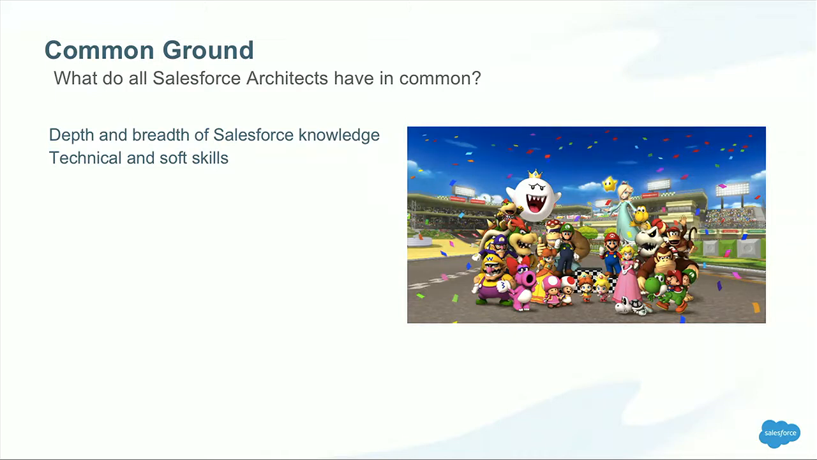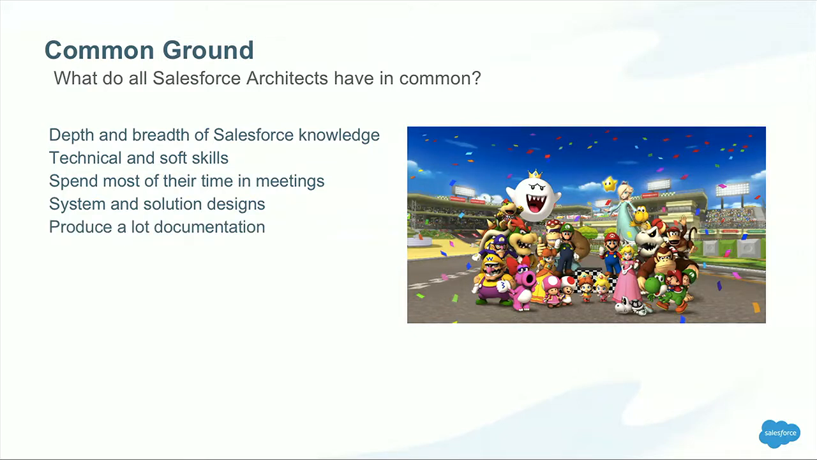Additionally, in addition to needing to know the technical sides of the platform, architects need to have the soft skills necessary to communicate that information to others, not just technical people, but business analysts, business stakeholders, executive sponsors. So architects spend a lot of time in meetings helping to guide people to the right solution. Additionally, architects are responsible for designing the solution and system designs for the projects. They produce a lot of documentation throughout their entire engagement, and to feed all of these activities, architects are constantly learning and consuming documentation.